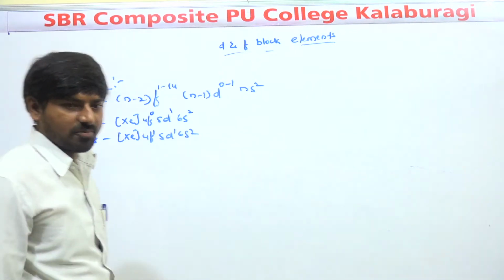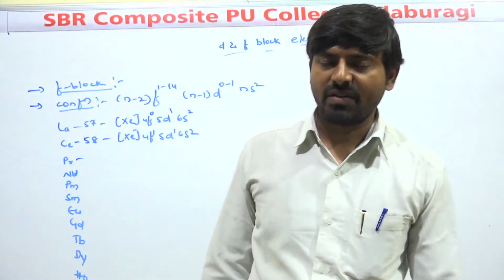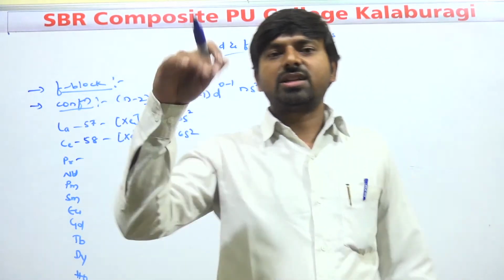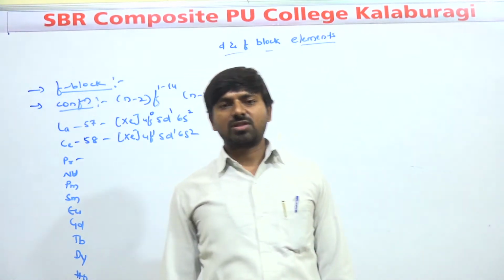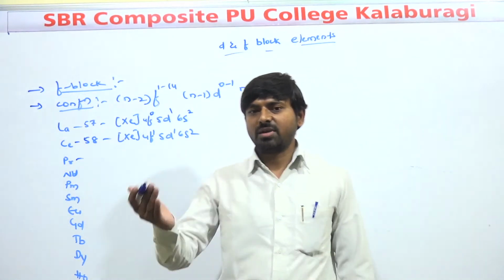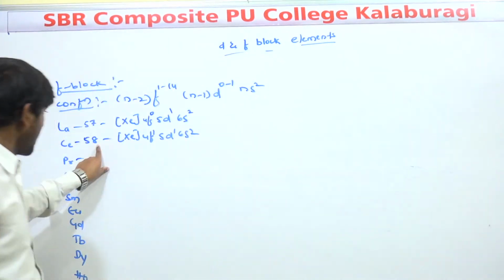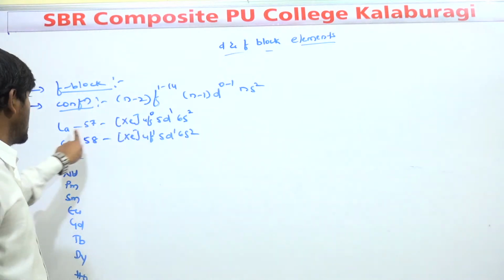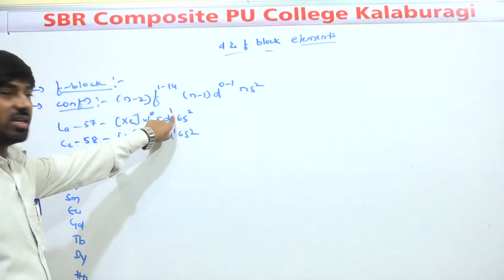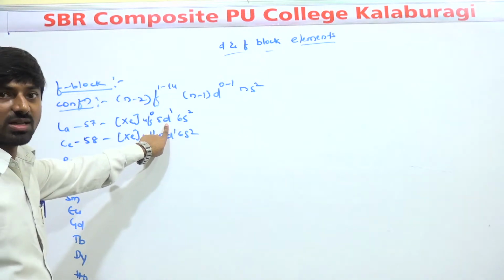Why is it so? The reason is when one electron is added to the 5d orbital, suddenly the energy of 4f decreases. Right? Because of this, the next coming electron takes entry into the f orbital. So the f block starts from here, not from lanthanum, because in lanthanum the last coming electron is entering the d orbital, not f. This you must understand, right?